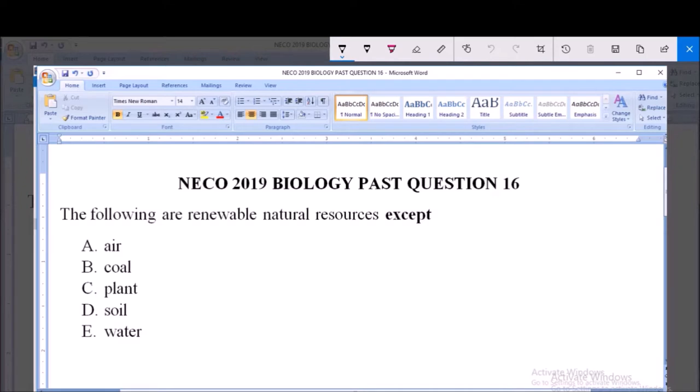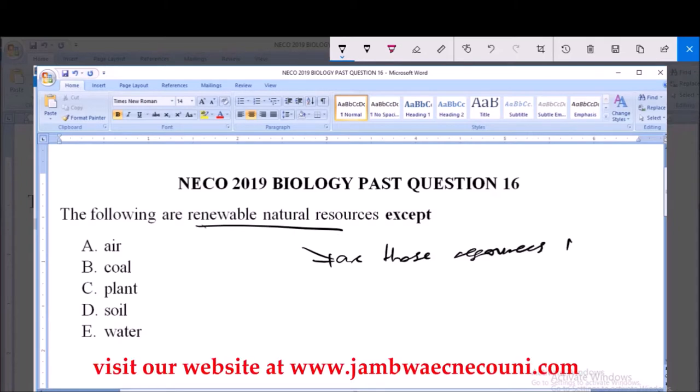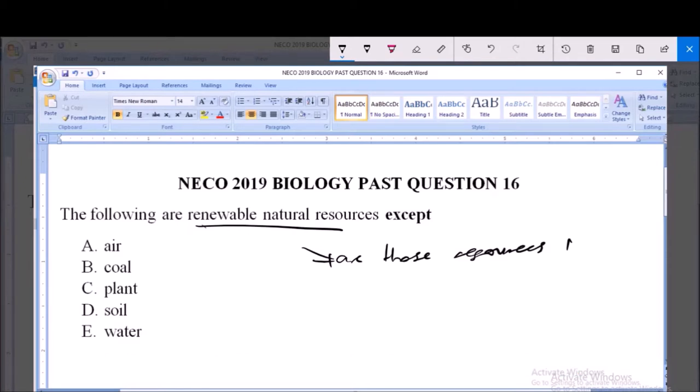Now, what are renewable natural resources? Renewable natural resources are those resources that cannot be used up over time. Now, these natural resources can be recycled.